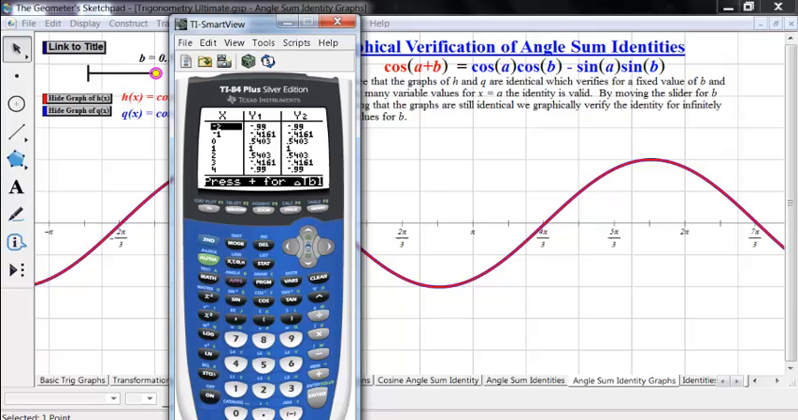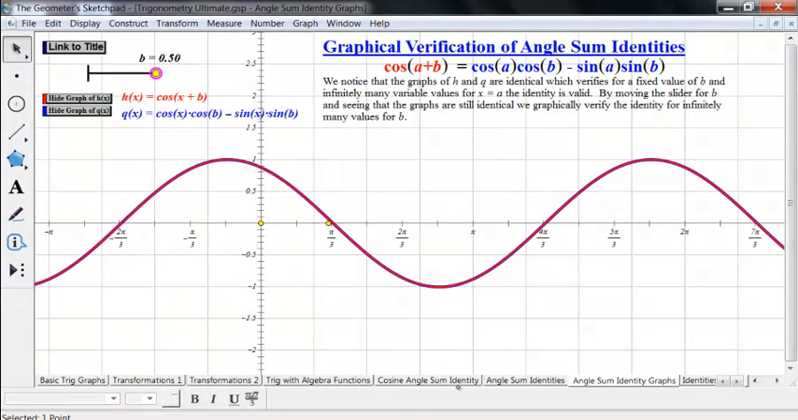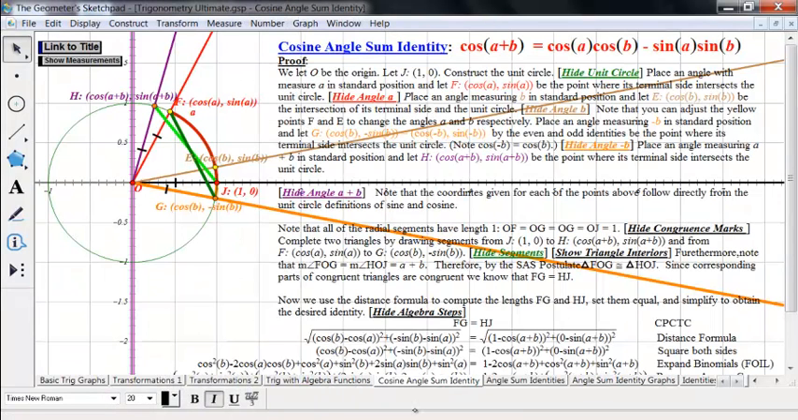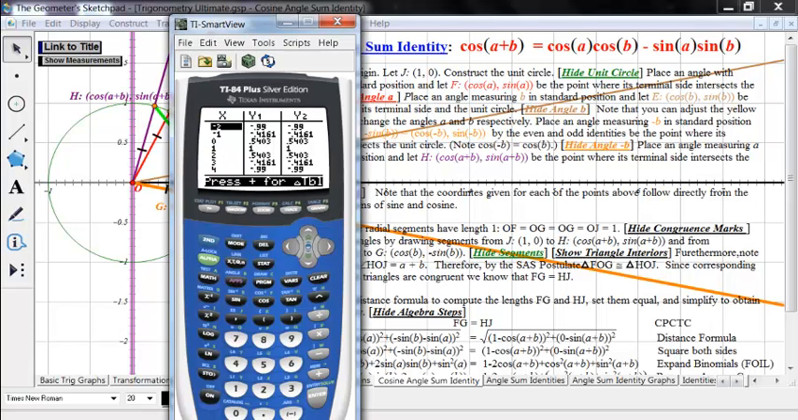It's not a proof. Okay, what do we have to do for the proof? Well, that's why we had to go through all this. This is the actual proof over here, but we can reasonably feel sure that this is probably going to be an identity by checking at a bunch of points.